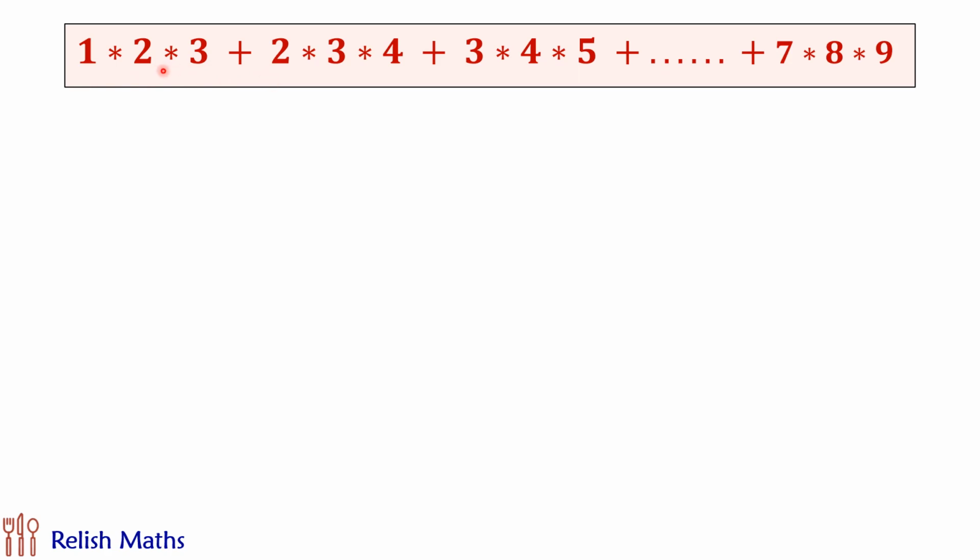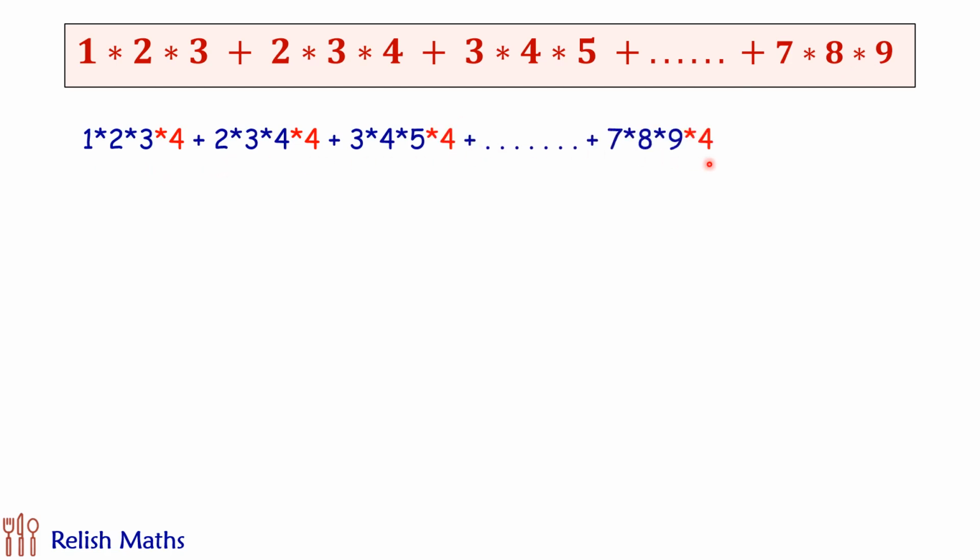So we have to multiply each term of this series with a certain number. That number will be, we'll check the first term, and before 1 we'll have 0 and after 3 we'll have 4, and the difference between 0 and 4 is 4. So we'll basically multiply each term by 4, and as we are multiplying each term by 4 we will divide the full sum by 4.